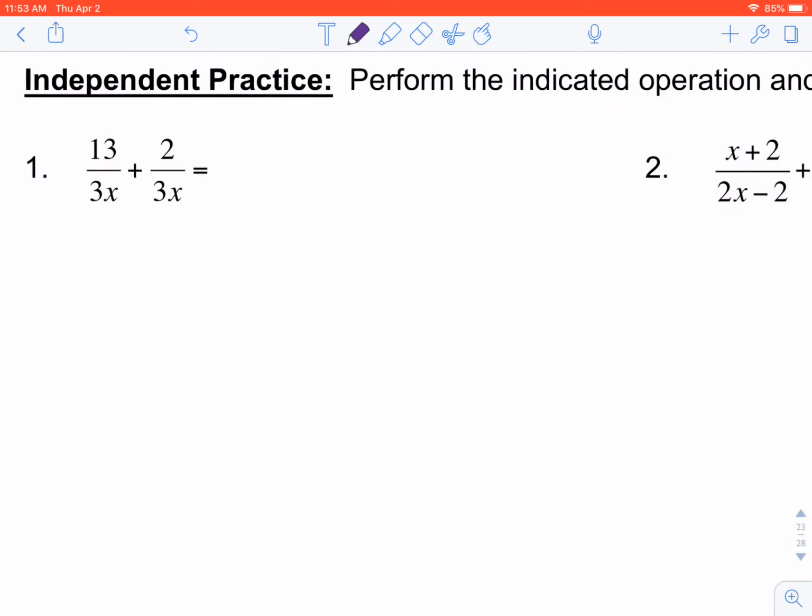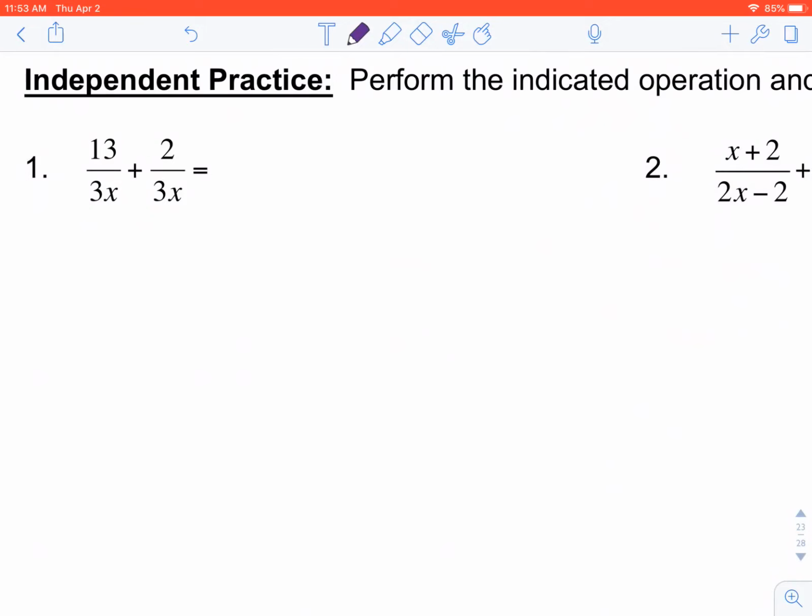Alright, so today's goal is to review adding and subtracting rational expressions. This is on page 21. There are 4 independent practice problems at the top of page 21. We're just going to see if we can work through those in hopes for you to see a couple of extra examples so you feel a little more confident about the process of adding and subtracting rational expressions.